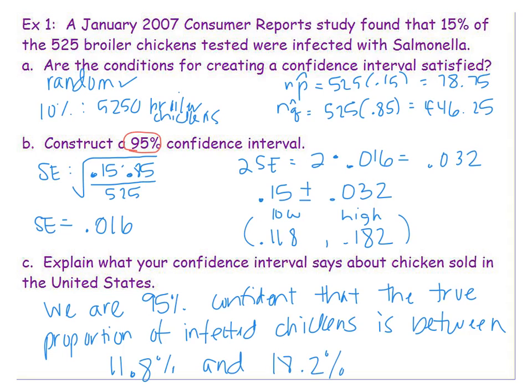18.2%. So the things that you're going to change on this statement from question to question, that percentage is always based upon what was asked in the question. You're always going to say confident that the true proportion of this is going to change from problem to problem. And then so are your two percentages. So those three things are basically fill in the blanks. The rest of it is the same sentence over and over again. And so you just made your first confidence interval. Let's look at another problem.